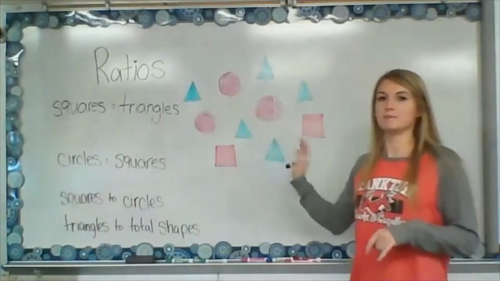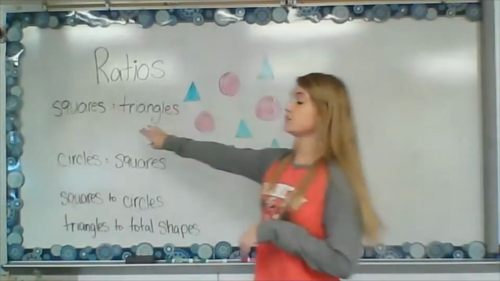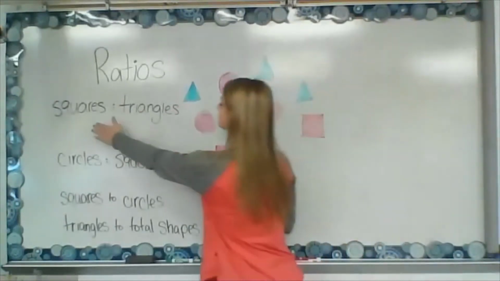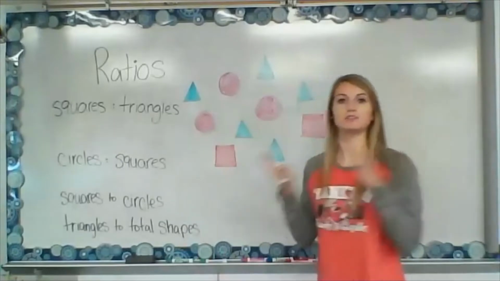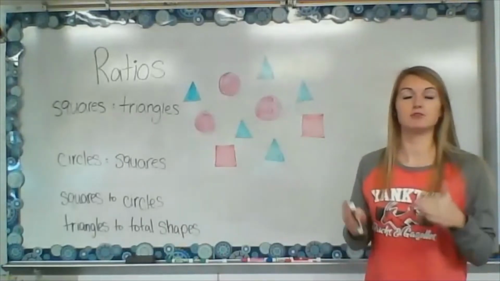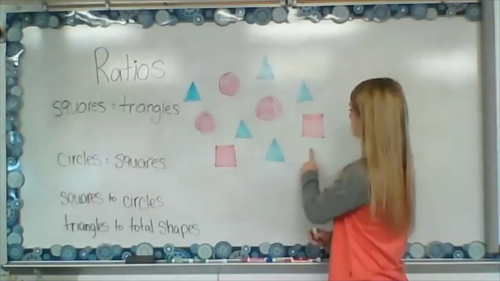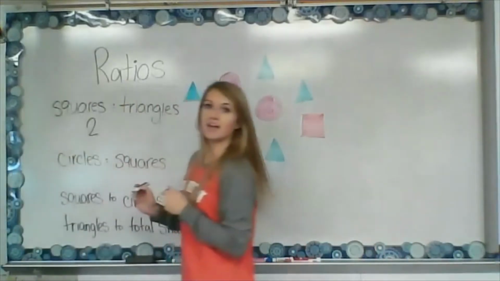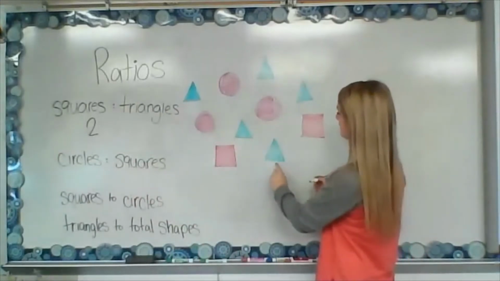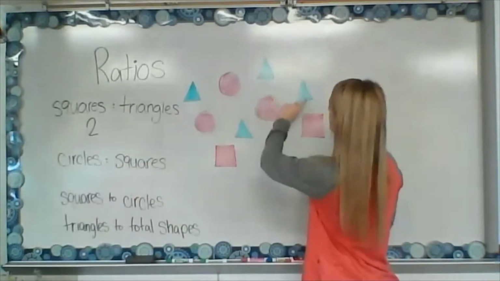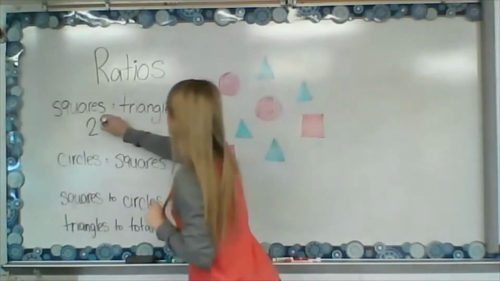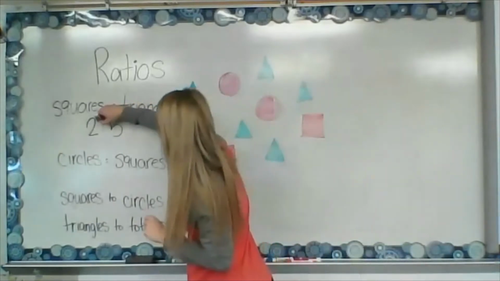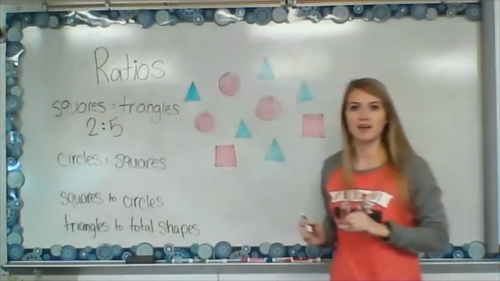So let's take a look. I've drawn us a few more shapes, added a few things. The very first question wants to know what's the ratio of squares to triangles. So the first thing we're gonna do is count the squares. I have 1, 2 squares, so my first number is going to be a 2. And then how many triangles are there? 1, 2, 3, 4, 5. So my ratio is 2 to 5. Can you see those dots? There is a colon right there. That's better.